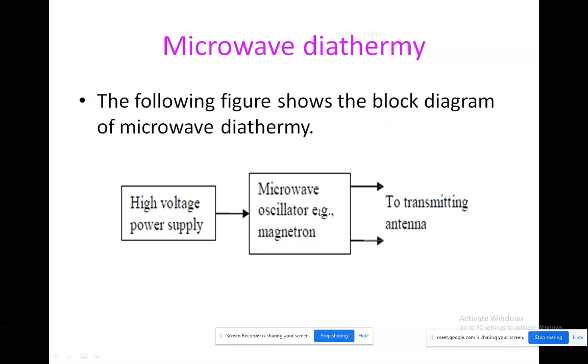A microwave oscillator is going to be used. The high frequency signal will be provided by this microwave oscillator. Examples: magnetron, klystron. There are many like this in microwave oscillators. That will be sent to the electrodes through the transmitting antenna. So here they have given the transmitting antenna, which means you are transmitting the signal to the electrode.